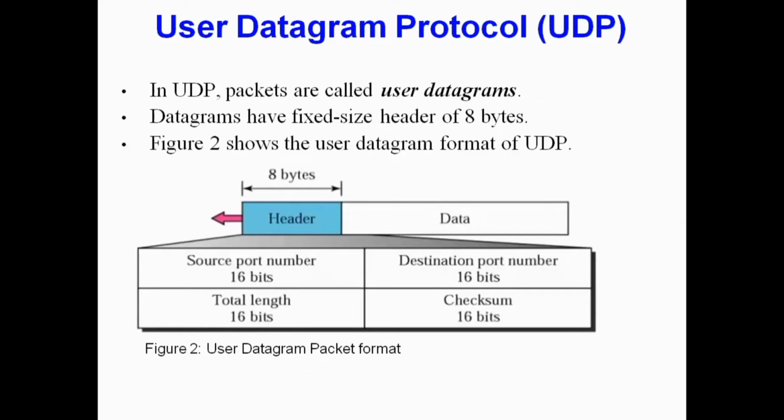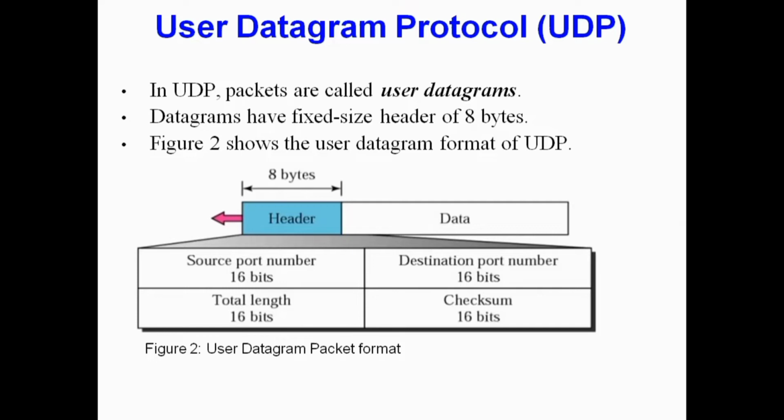Okay, now we can see the user datagram packet format. Already I told, in UDP, packets are called user datagrams. Datagrams have a fixed size header of 8 bytes. Figure 2 shows the user datagram packet format. As shown in figure 2, a UDP datagram consists of a datagram header and a data section. Furthermore, the UDP datagram header consists of 4 fields, each of which is 2 bytes, that is 16 bits.